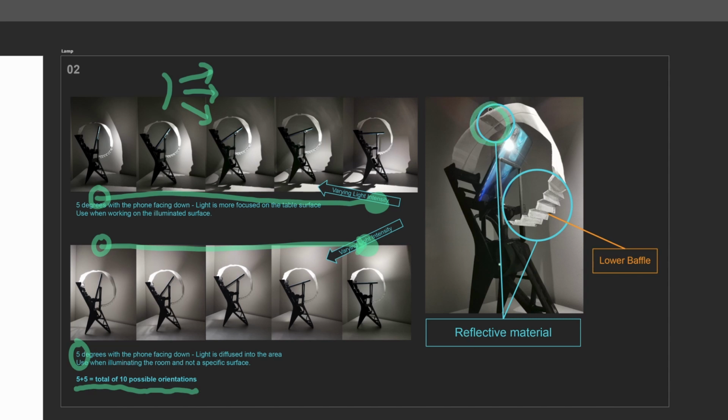So up at the top here and at the bottom perforated place here, we have reflective material. And I mentioned a lower baffle here. Now, the admissions officer isn't going to start guessing what a baffle is, and you can't expect them to know what it is. So on my next slide, I explained why there are reflective materials here and there.